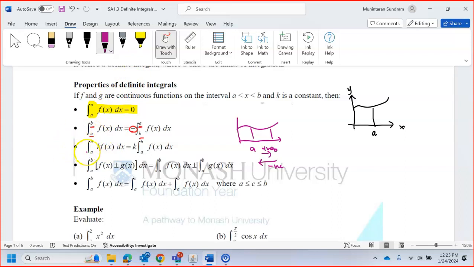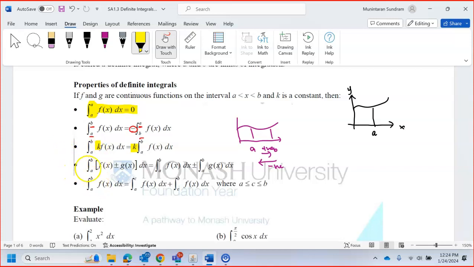Next, if you have the K, as we know K has no impact on the integral, you can just pull out the K. If you don't want to pull it out and want to leave it as we've been doing, it is perfectly fine. Coefficient has no impact on integration.